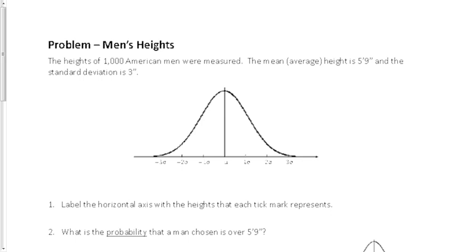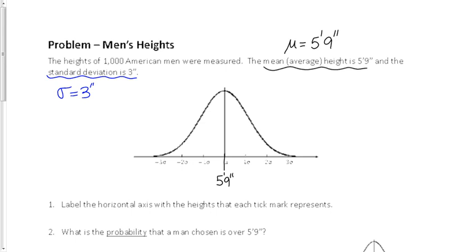So in this normal curve, we've taken the heights of 1,000 American men and we've measured them. The mean or the average height was 5 foot 9 inches. We would show that by saying mu equals 5 foot 9 inches. And the standard deviation is 3 inches. I'd show that by saying sigma is 3 inches. So if I were to put that on this graph, right here, my mean, my middle, has to be at 5 foot 9 inches.